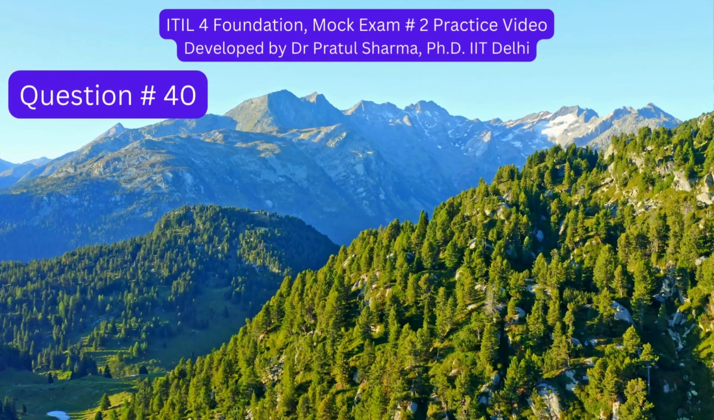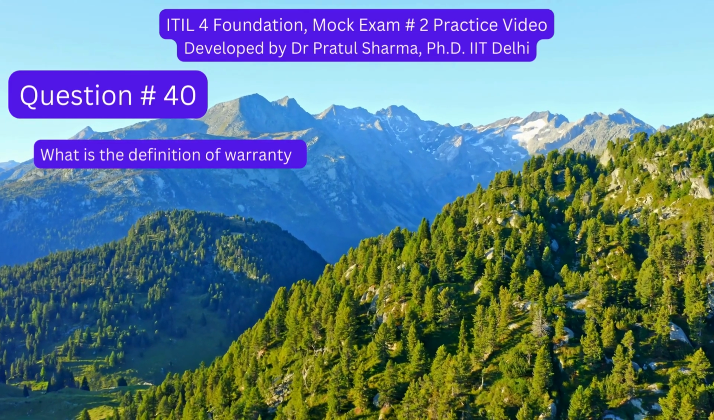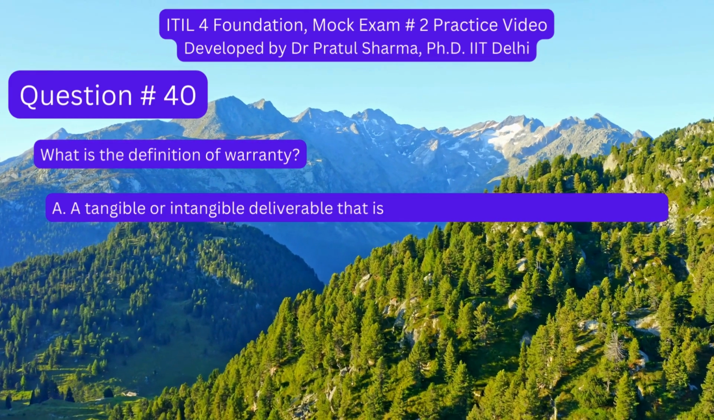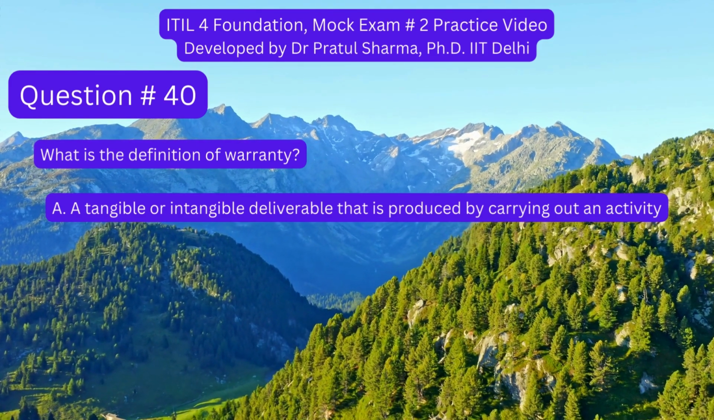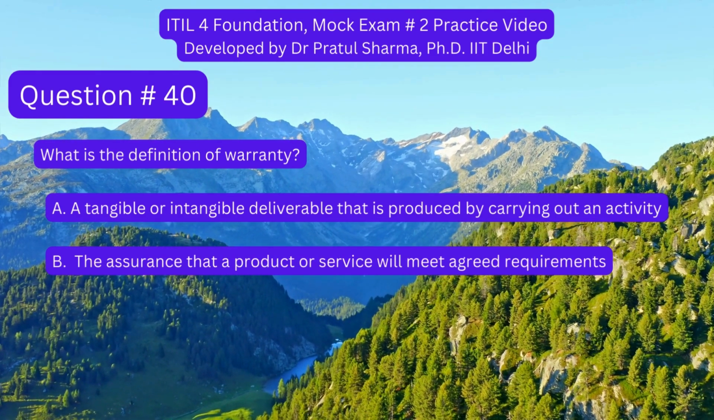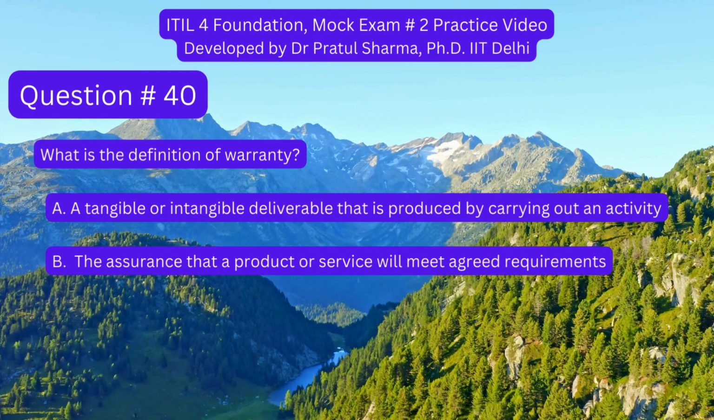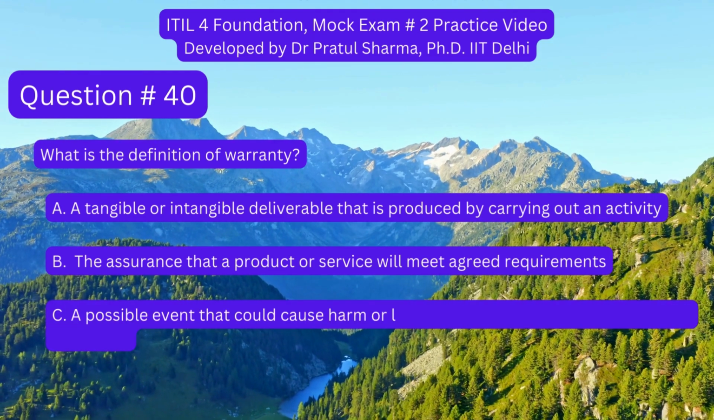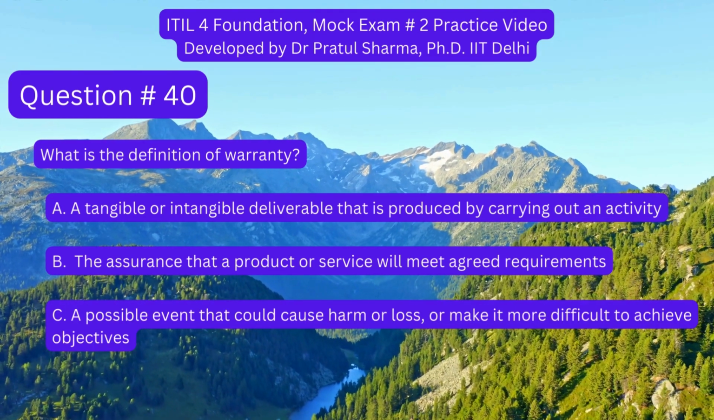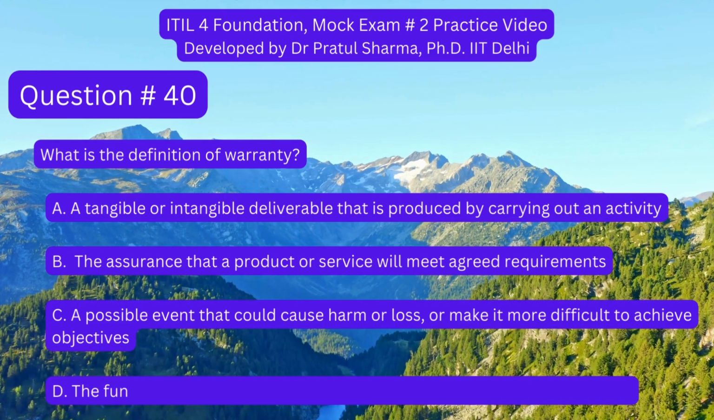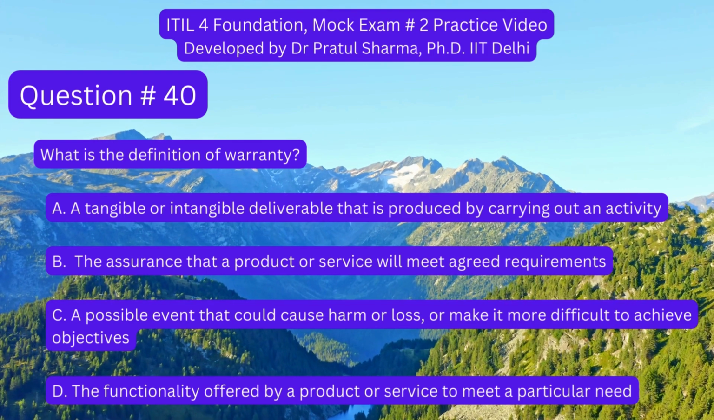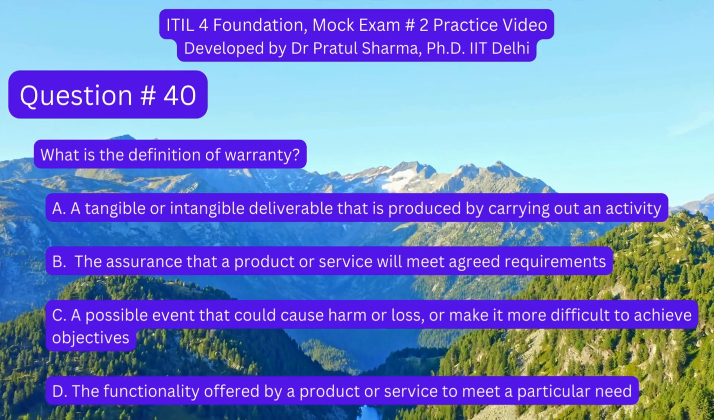Question number 40. What is the definition of warranty? A. A tangible or intangible deliverable that is produced by carrying out an activity. B. The assurance that a product or service will meet agreed requirements. C. A possible event that could cause harm or loss, or make it more difficult to achieve objectives. D. The functionality offered by a product or service to meet a particular need.